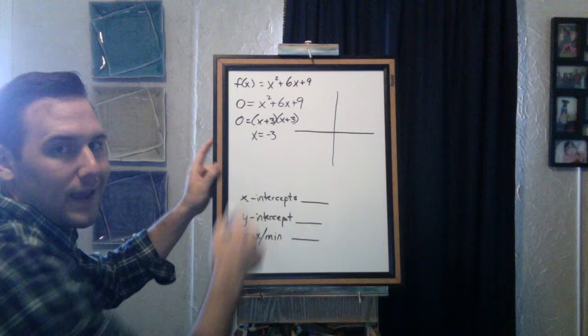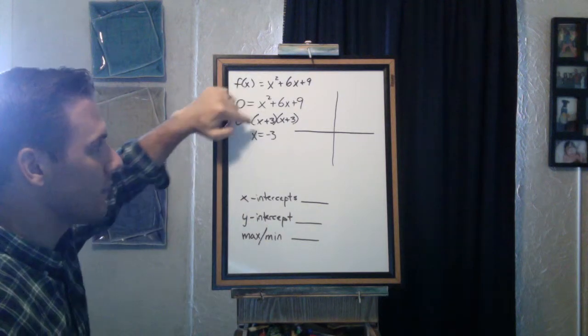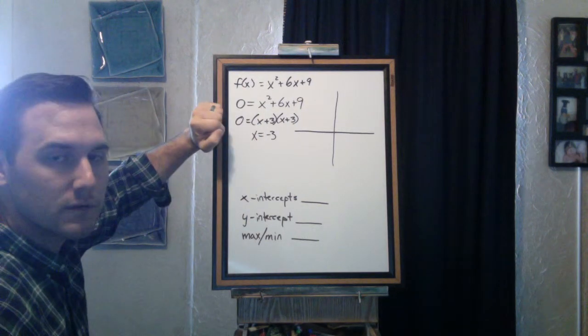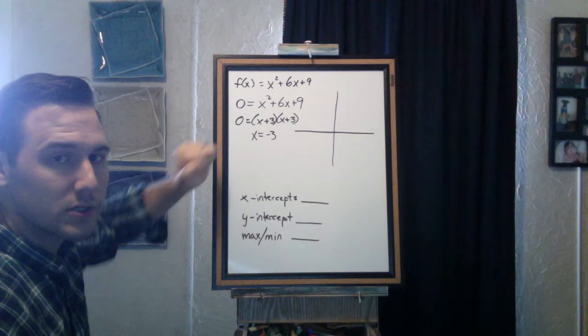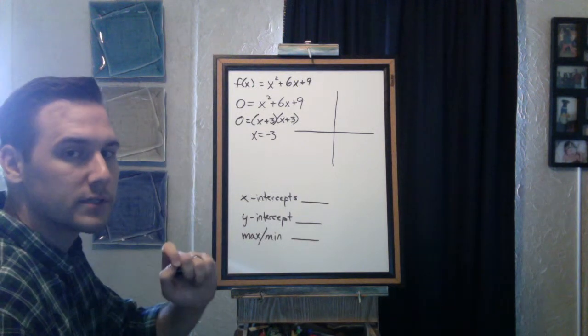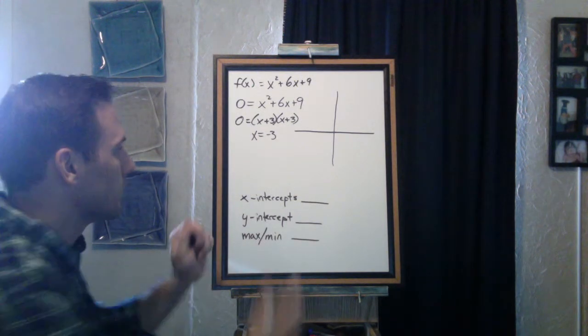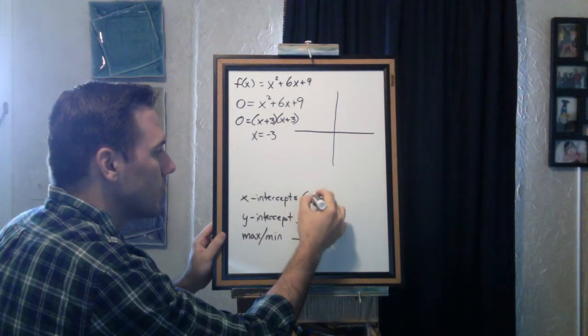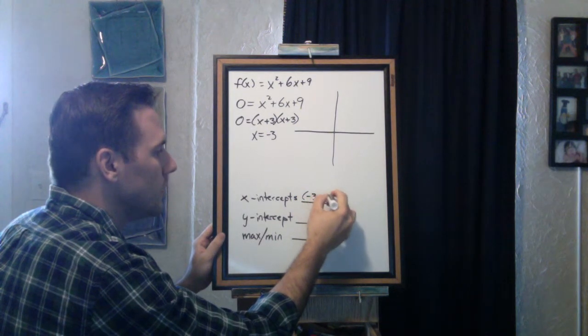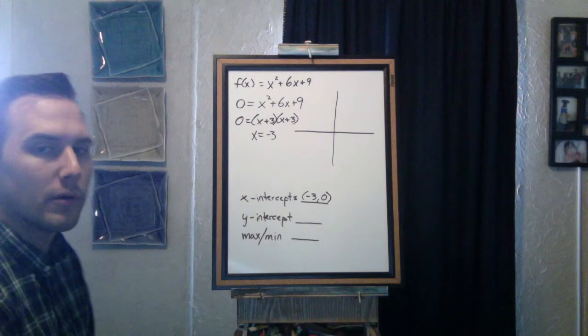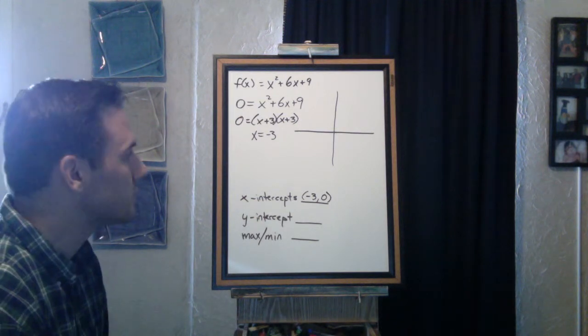Anytime you're working on a problem where you end up getting the exact same x value from both parentheses, this is a special case where there is only one x-intercept. That x-intercept is going to occur when x is negative 3, and again, y would have to be 0, since we're talking about it being on the x-axis.